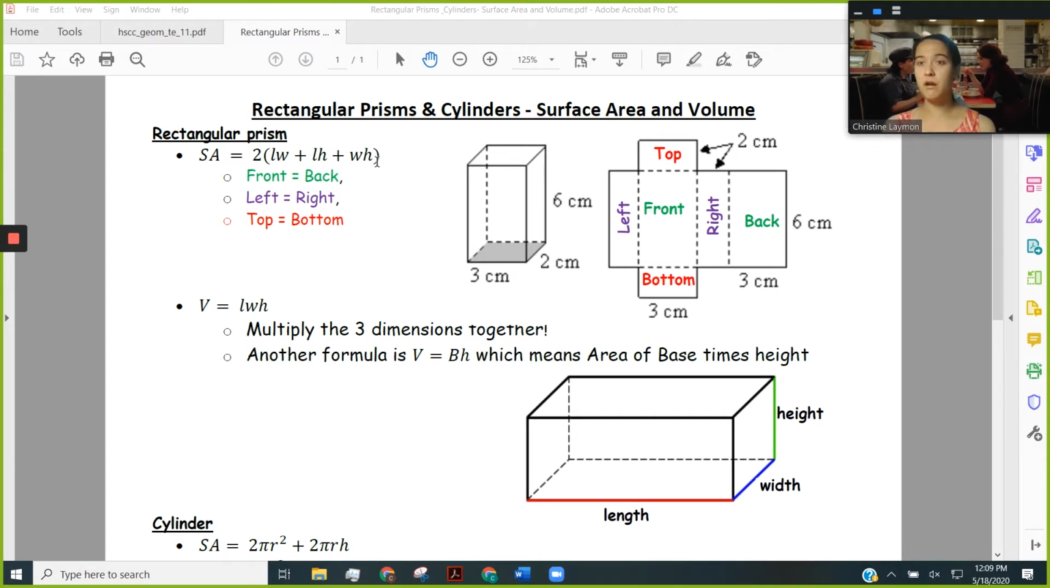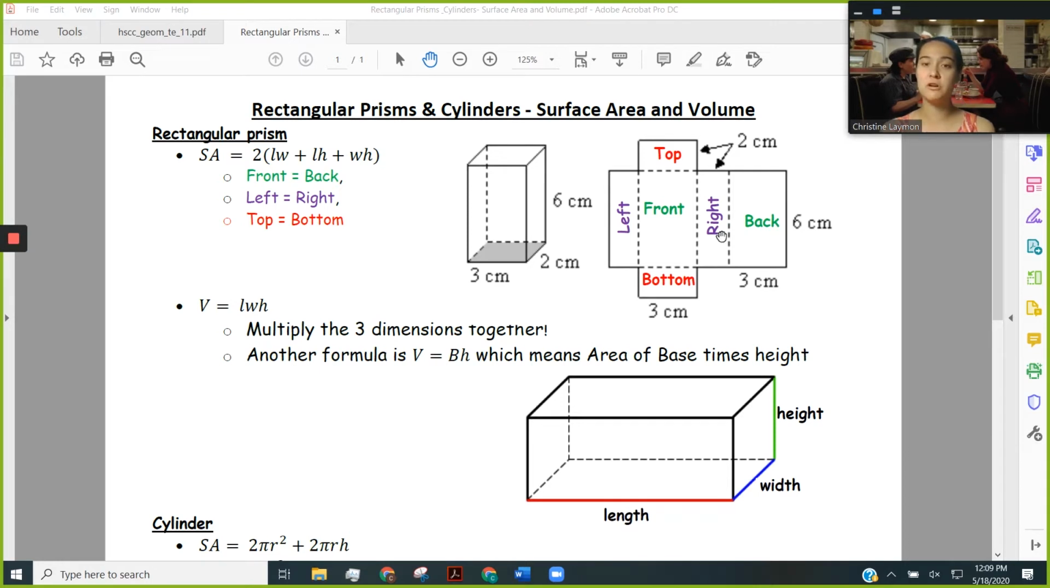Every time you find the area of one of those rectangles and you multiply by 2, you have both of those opposite sides. Another way to do this is to talk about the net. So in this rectangular prism, I have 3 by 2 with a height of 6. We can break it down to all the faces shown here to the right, and that's called a net. So the nets are basically the paper that would wrap around this box or container that you're looking at.